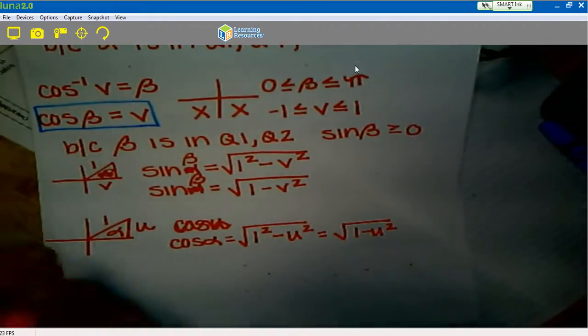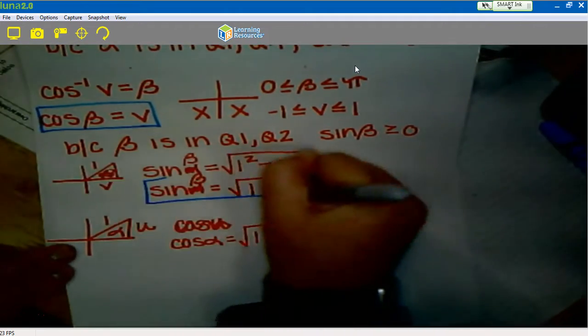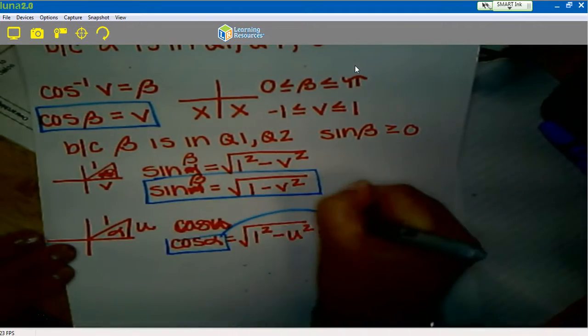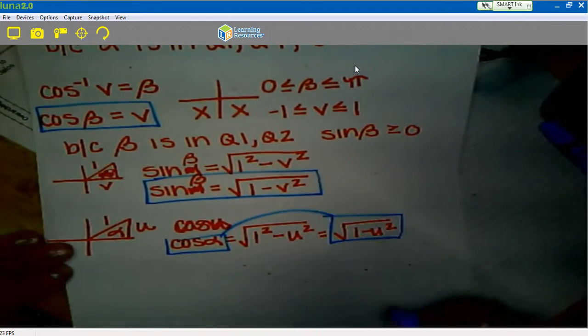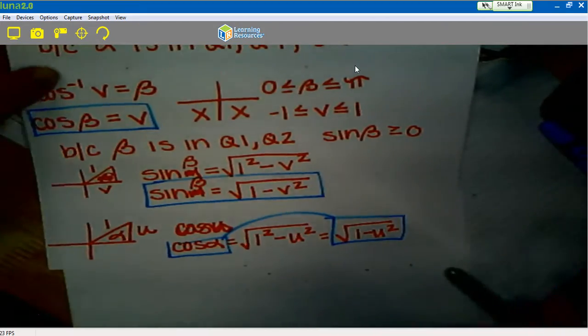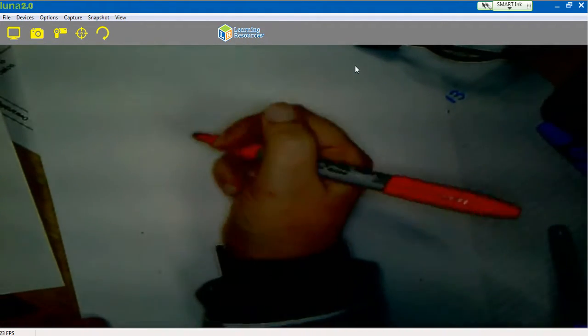So now we have sine alpha, cosine beta. We have our sine beta and our cosine alpha. So now we can take all of that and we can plug it back in to the expansion that we wrote at the top. Okay, so we start with sine alpha. Here, let me rewrite this expansion.